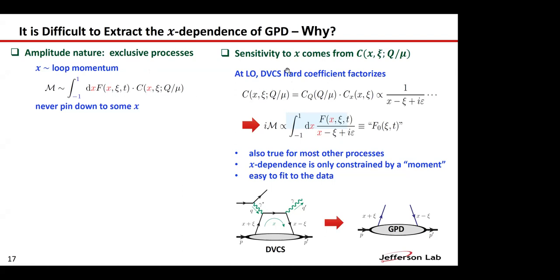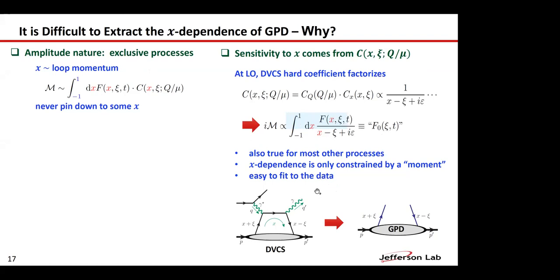So take DVCS as a special example. The amplitude is proportional to this combination at the leading order. At higher order there will be some order-alpha_s corrections. Then this quantity depends on xi and t. These are externally measured. External measurement does not directly measure the X dependence.